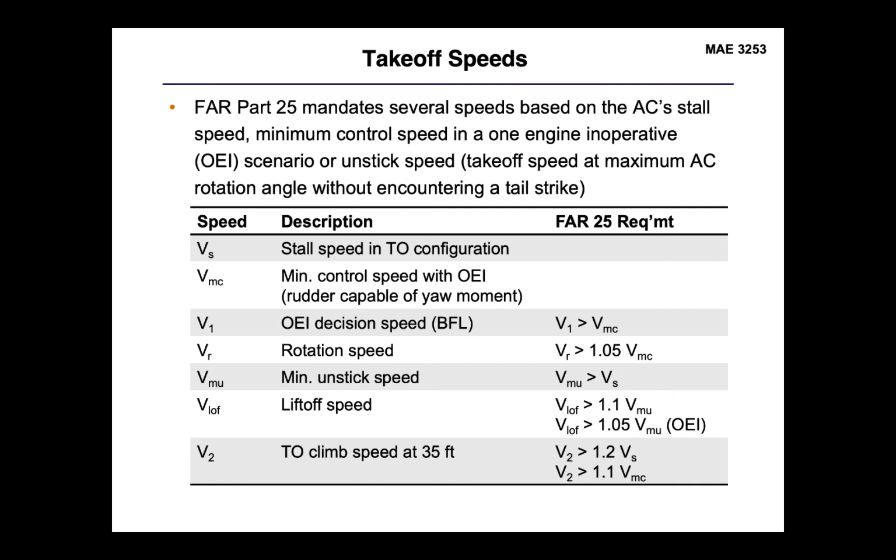And then finally, we have our V2, which is our climb speed to get us to that 35-foot minimum obstacle requirement. And you'll notice that this is defined to be 10% above the stall speed, or 20% above the stall speed, or 10% over that minimum control speed.